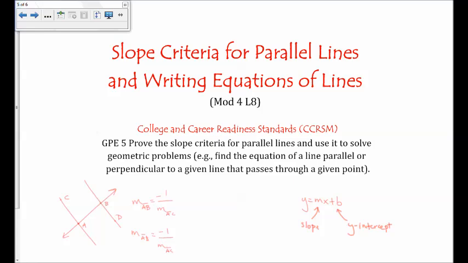Our next lesson is the slope criteria for parallel lines and writing equations of lines. In this lesson, we'll hit one CCSSM standard: prove the slope criteria for parallel lines, and use it to solve geometric properties. For example, find the equation of a line parallel or perpendicular to a given line that passes through a given point. Let's get started.